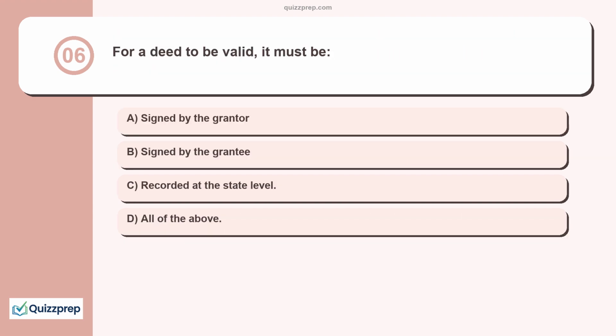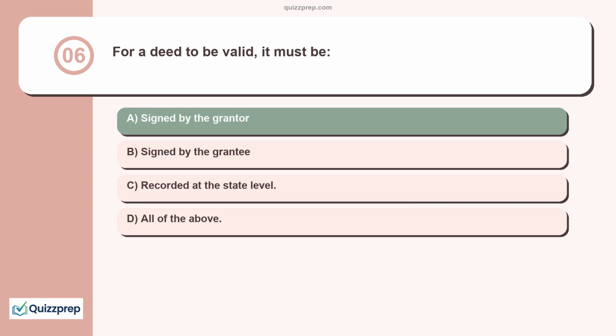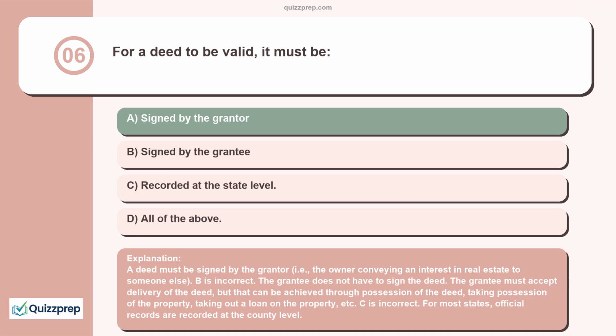Question 6. For a deed to be valid, it must be: A, signed by the grantor; B, signed by the grantee; C, recorded at the state level; D, all of the above. A deed must be signed by the grantor, i.e., the owner conveying an interest in real estate to someone else. B is incorrect. The grantee does not have to sign the deed. The grantee must accept delivery of the deed, but that can be achieved through possession of the deed, taking possession of the property, taking out a loan on the property, etc. C is incorrect. For most states, official records are recorded at the county level.